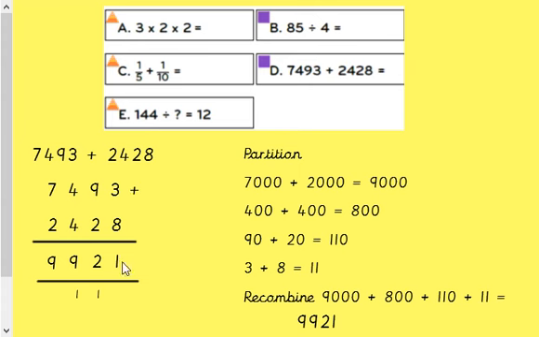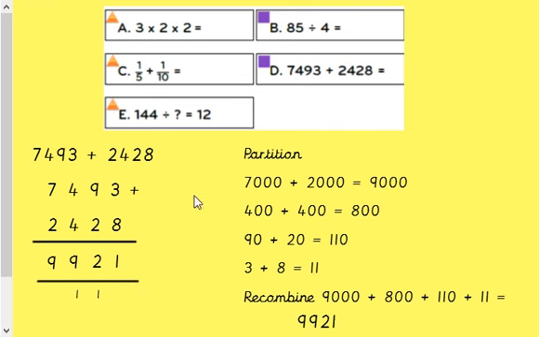3 plus 8 is 11, and we need to carry the 1 over into the tens column. 9 plus 2 would also be 11, and we carry the 1 across into the next column as well. Then 4 plus 4 is 8, and 1 is 9, and then 7 plus 2 is 9. So we get an answer there of 9,921.